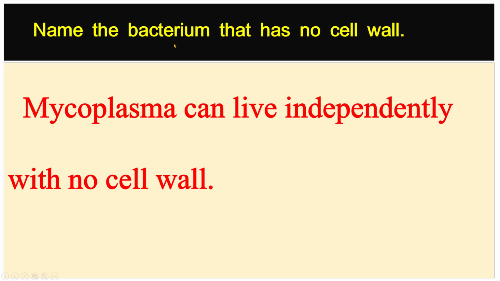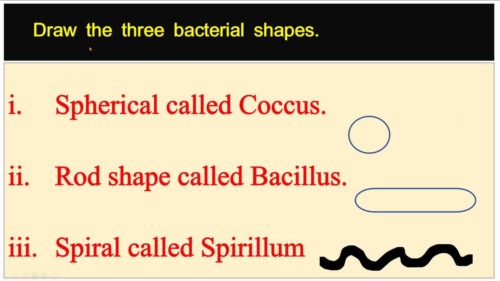Name the bacterium that has no cell wall. Mycoplasma can live independently with no cell wall. Draw the three bacterial shapes. Number 1. Spherical called coccus. Number 2. Rod shape called bacillus. Number 3. Spiral called spirillum.